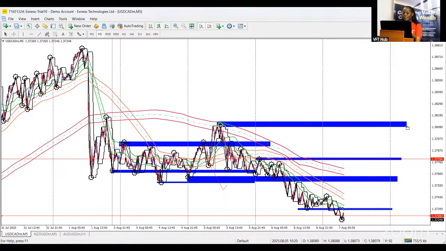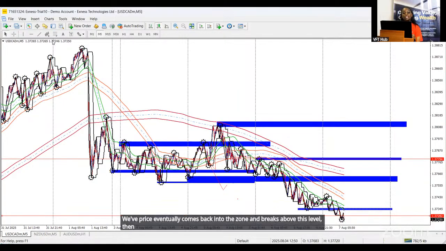So I have now drawn out these 4 levels. What am I now saying? I'm saying if price is able to break above these zones, then we just may see a buy continuation or a buy resumption on USD CAD. If it comes back to break above, now price has violated the first point of interest that could have served as support, right? If price eventually comes back into the zone and breaks above this level, then I'll be interested in taking a buy of USD CAD from where it currently is.